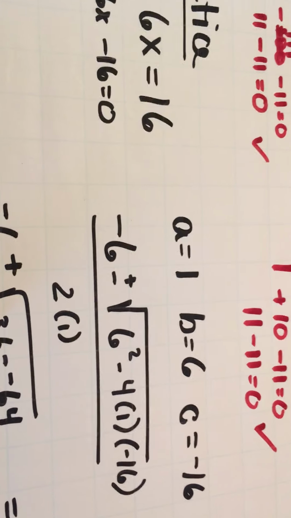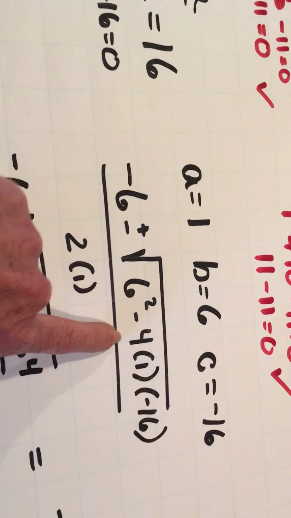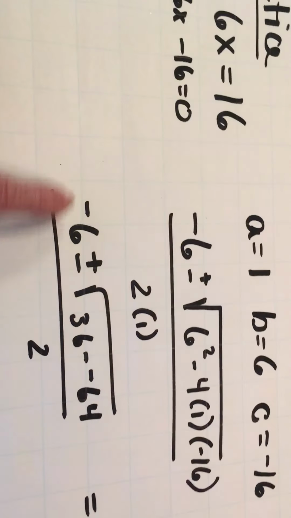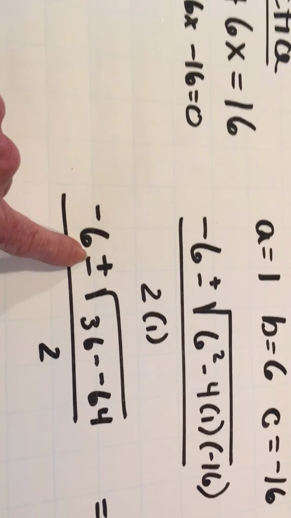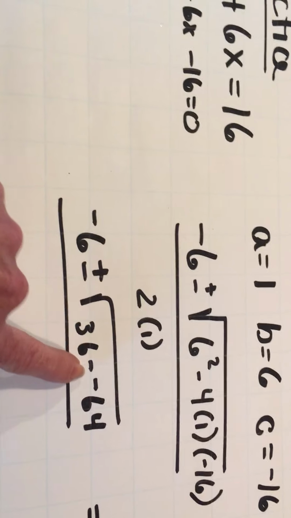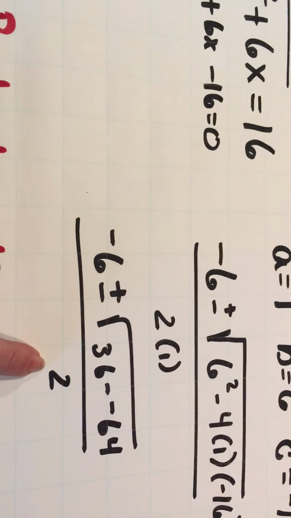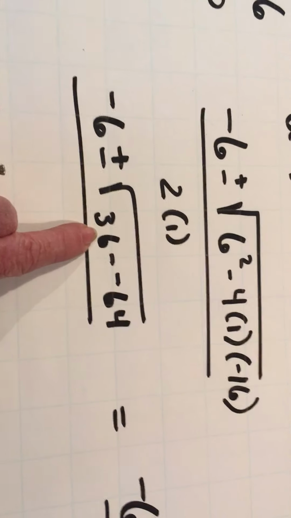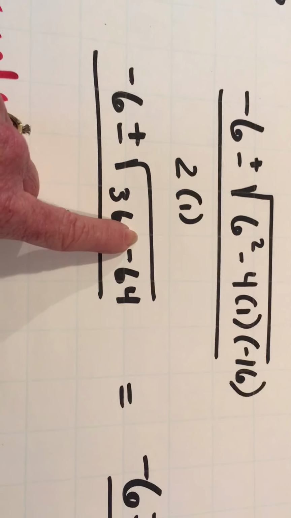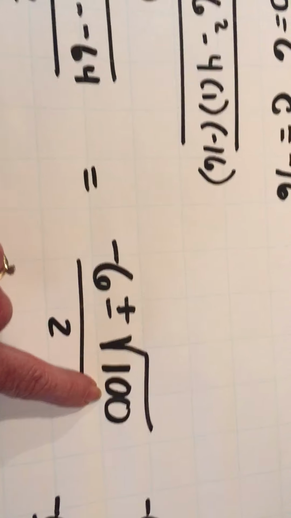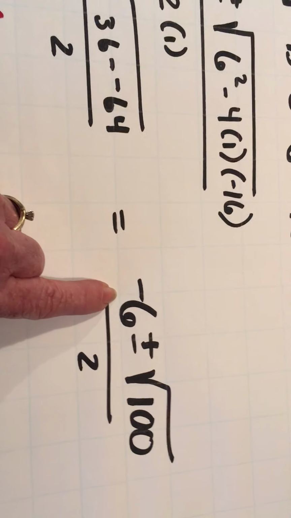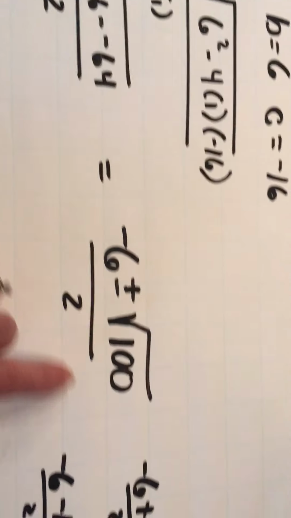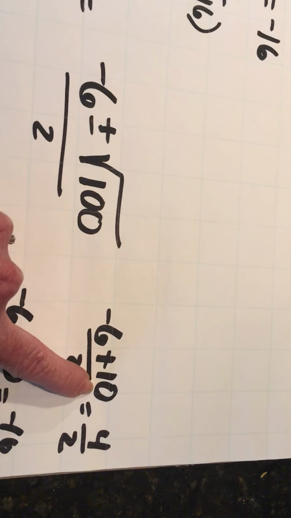So 6 squared is 36. 4 times 1 times negative 16 is negative 64. So we have negative 6 plus or minus the square root of 36 minus a negative 64, all divided by 2. And 36 minus a negative 64, when we change to add, will give me 100. So I have negative 6 plus or minus the square root of 100 all over 2. The square root of 100 is 10.